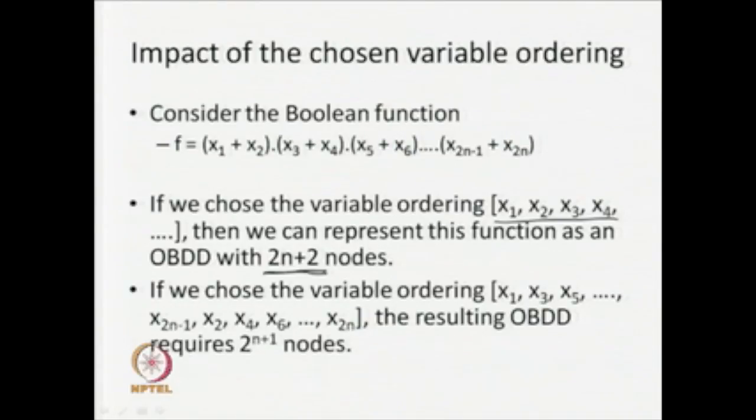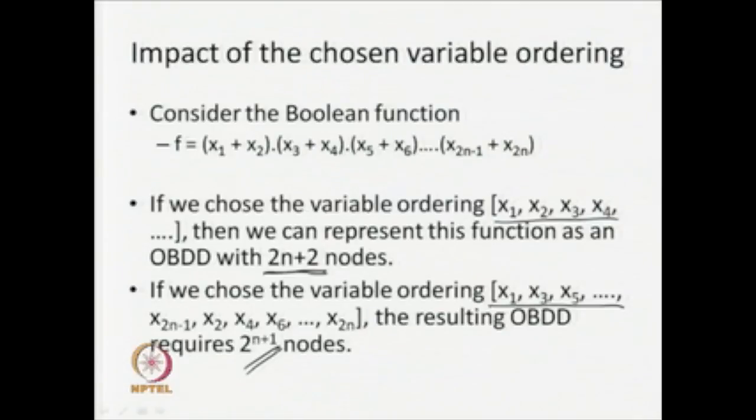On the other hand, if we choose a variable ordering something like x1, x3, x5, up to x(2n-1), then x2, x4, x6 up to x(2n). That means all the odd subscripts I am going to put first and then the even subscripts later on. So, this is also a possible variable ordering. If you use this particular variable ordering, then we will see that the total number of nodes that we will be having is 2 to the power n plus 1.